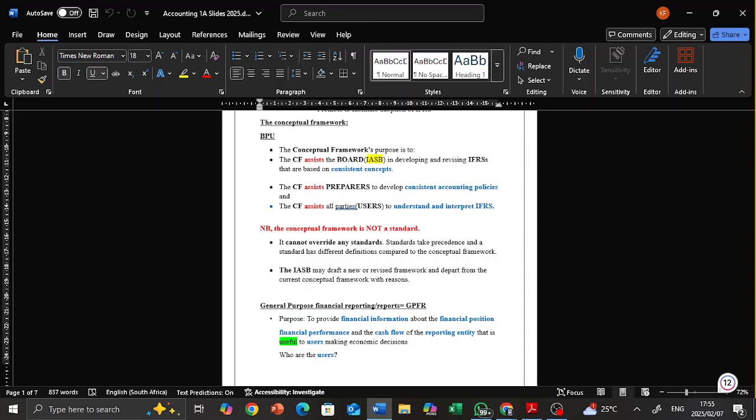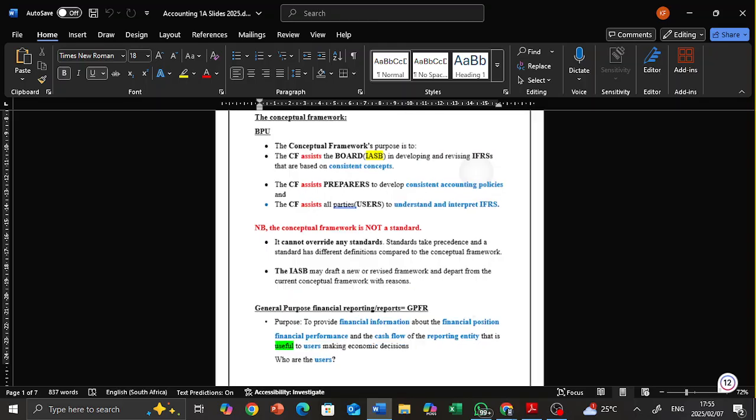We then also acknowledged that as great as the conceptual framework is, it is not a standard. All right? Accounting standards have their own definition.